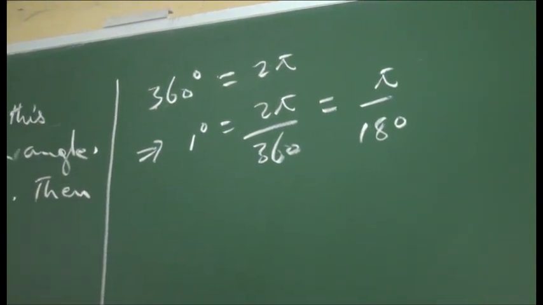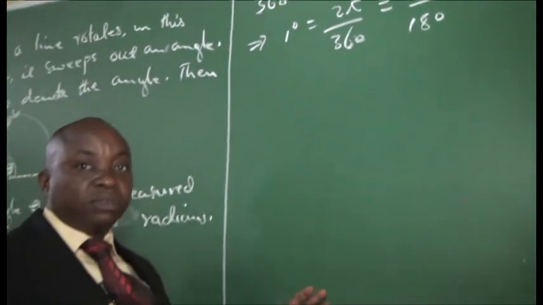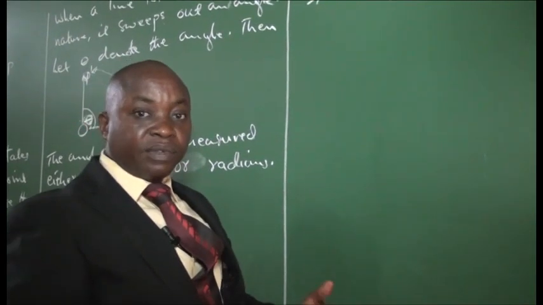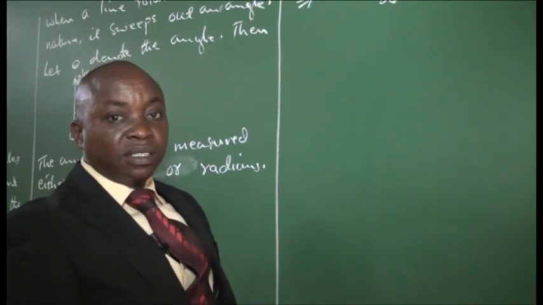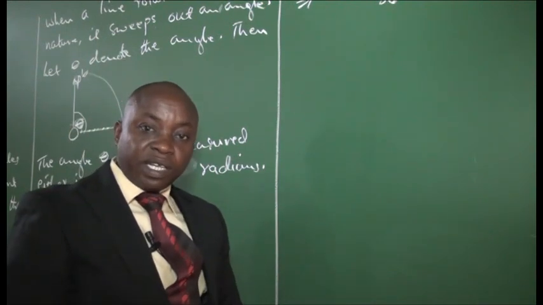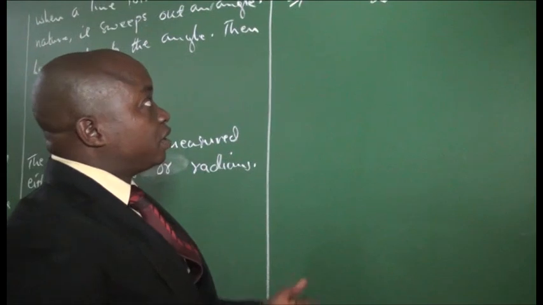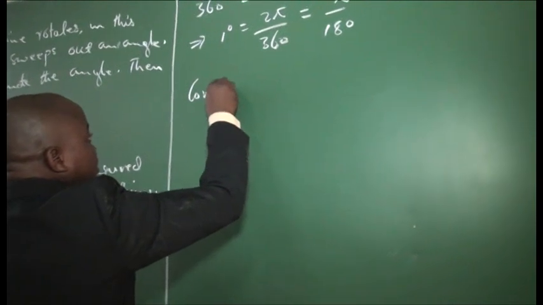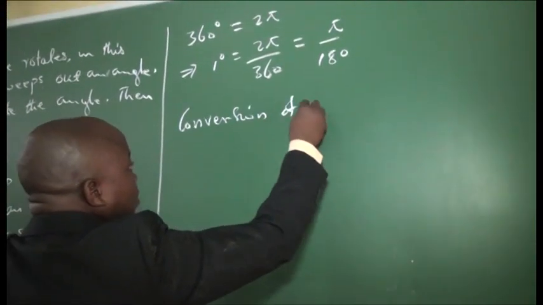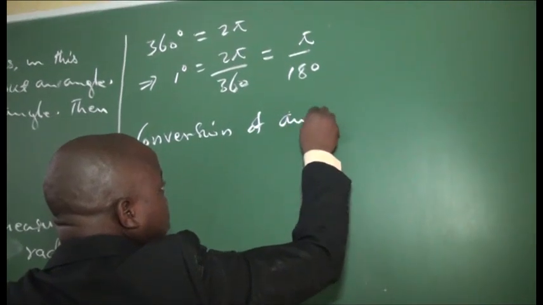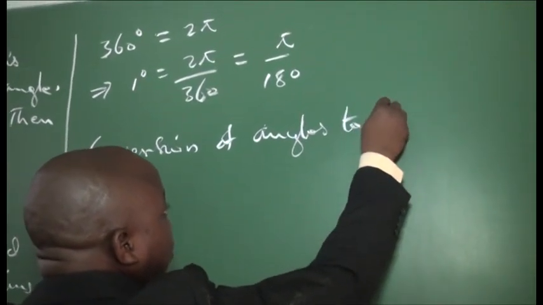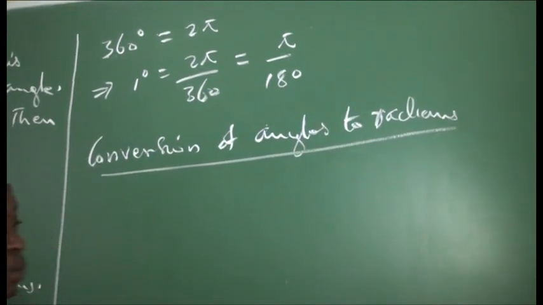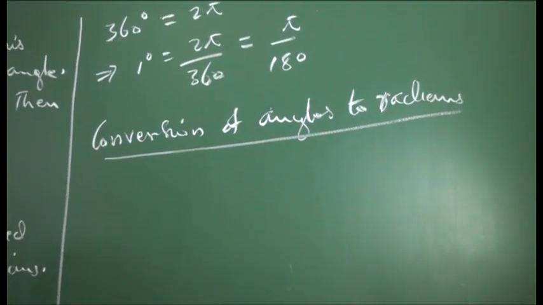Now, most times angles are given in their multiples. Angles are given in their multiples, and we can also convert them to their equivalent radians. So this will take us to some examples on conversion of angles to radians.